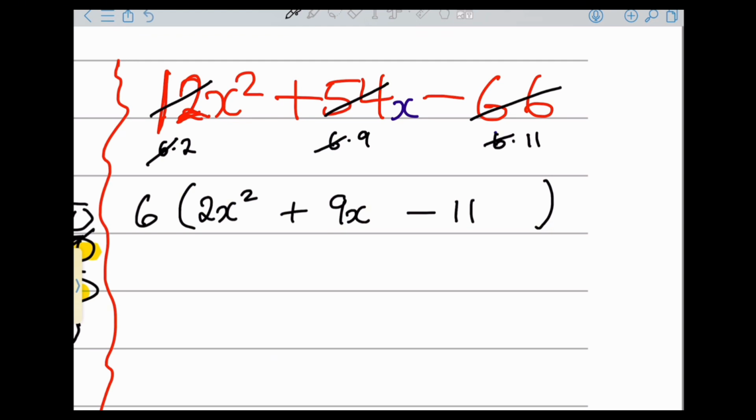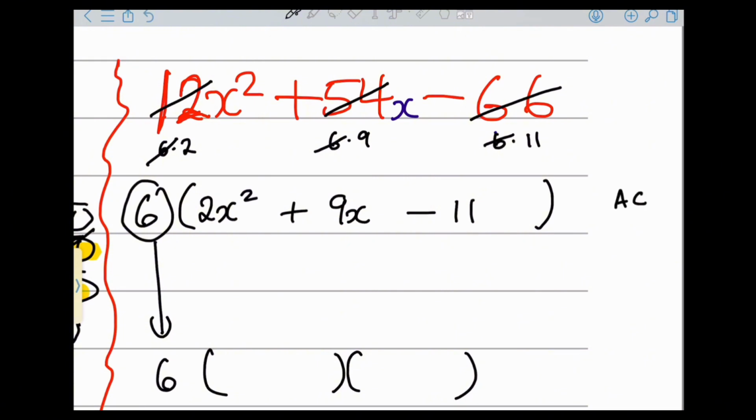Now we can do the AC method. And what do we do with the 6 when we're doing this? Drop it down. I'm going to bring down the 6. And I know it's going to look like this, right? So what is my AC? 2 times 11. Be careful with your sign. Your sign will always get you. Negative 22. Exactly. Your AC is negative 22, not 22.